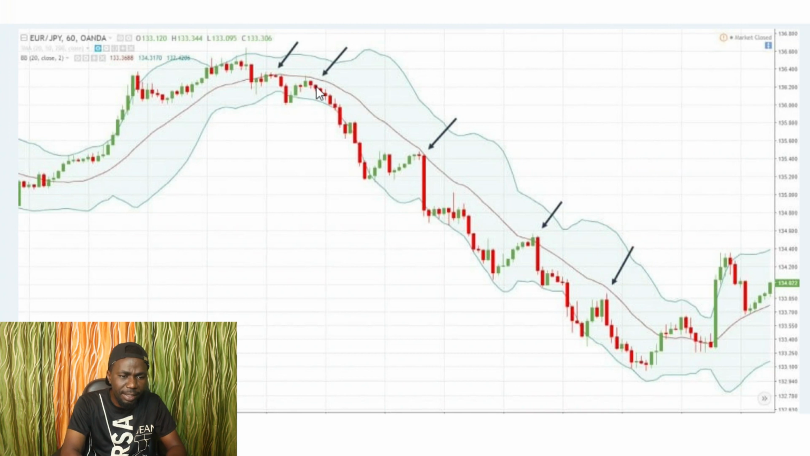So you simply place your sell trade at the close of this red candle, and your stop loss will be above the upper Bollinger Band, right? So you place your sell trade here and your stop loss will be above the upper Bollinger Band. So where will be your take profit? Like I said before, you have to trail your stop, right? You have to trail it and then wait for a crossover.